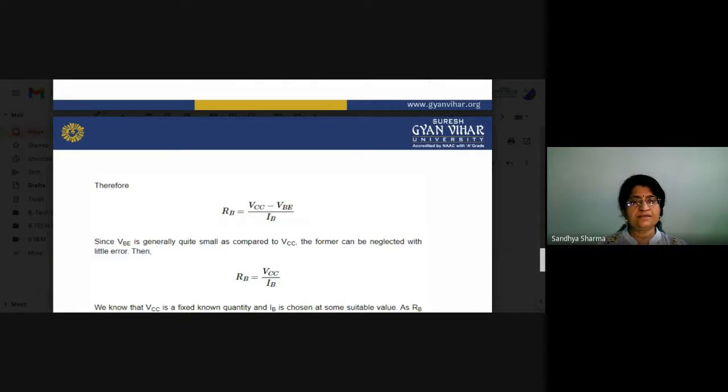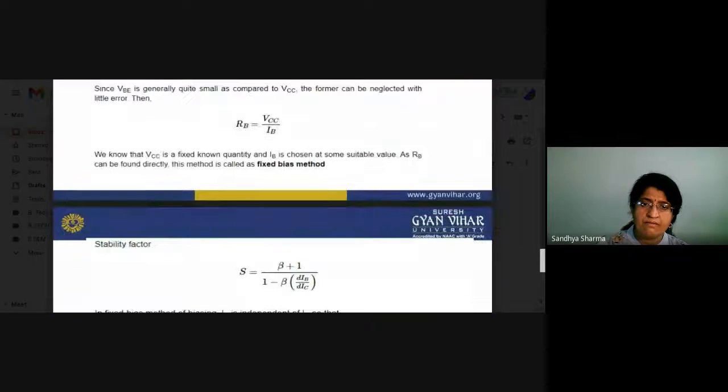VBE is generally quite small as compared to VCC, so we can also neglect VBE. In this way RB is dependent only on VCC and IB. We know that VCC is a fixed known quantity and IB is selected to be some suitable value. As RB can be found directly, this method is called the fixed bias method.